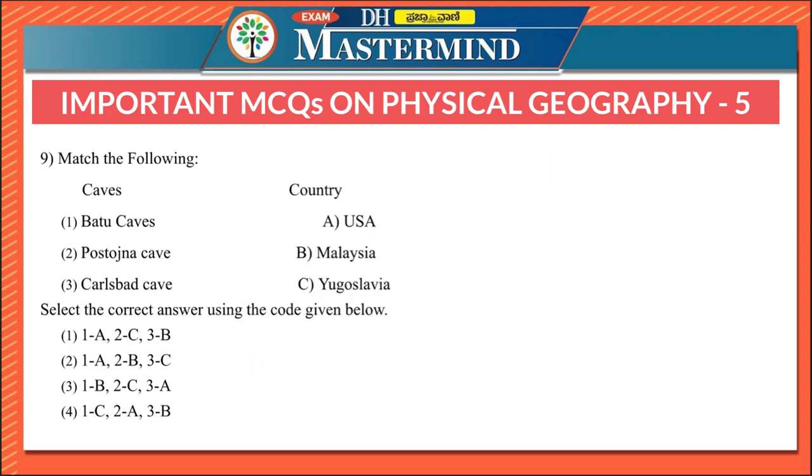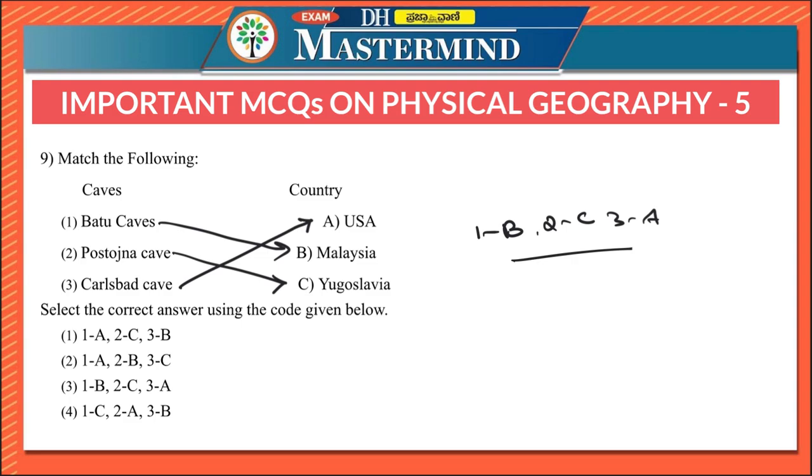Consider the ninth question now. Match the following caves with country: Batu Caves, Postojna Cave, Carlsbad Cave; USA, Malaysia, and Yugoslavia. Batu Caves are found in Malaysia, so 1B. Postojna Cave is found in Yugoslavia, so 2C. Carlsbad Cave is found in the state of New Mexico, USA, so 3A. So 1B, 2C, 3A, and option 3 is the correct option here. What are these caves? These are some of the well-developed limestone caves of the world.